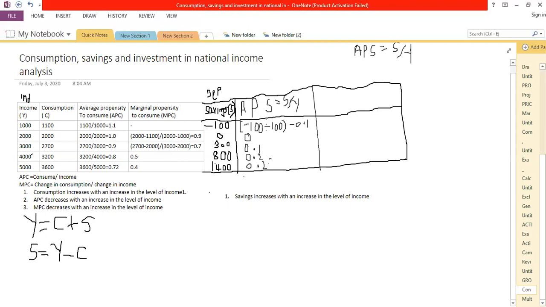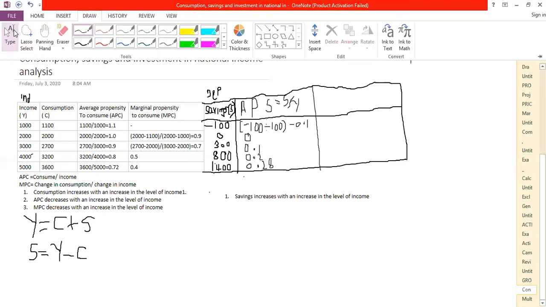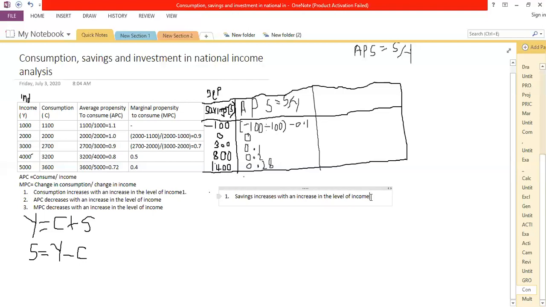And what we are able to determine from our table here is that our propensity to save on average does increase with an increase in the level of the income. So again, we can make a remark here and have a point to say that the APS actually increases with an increase in the level of income.